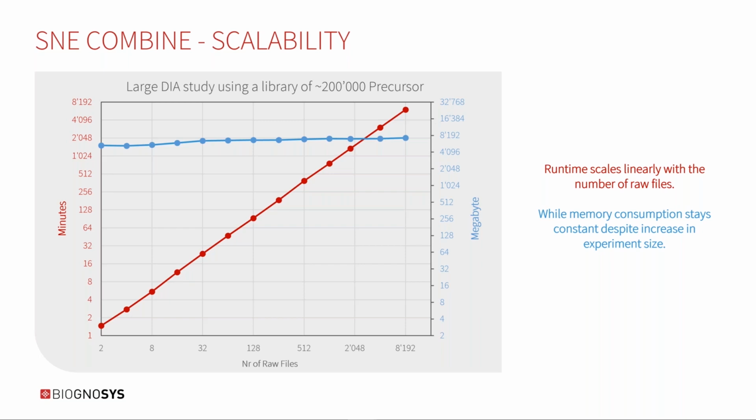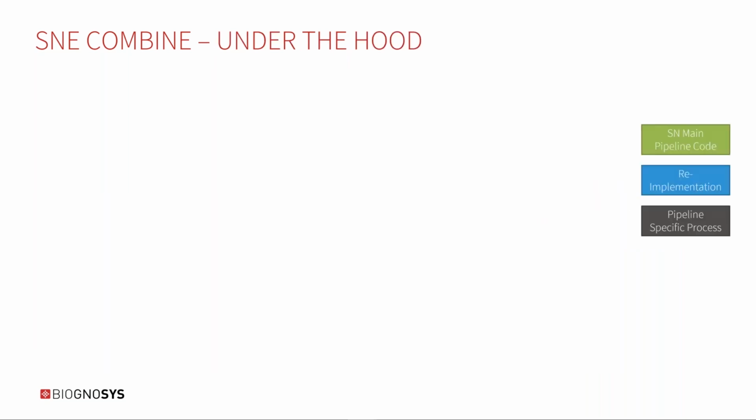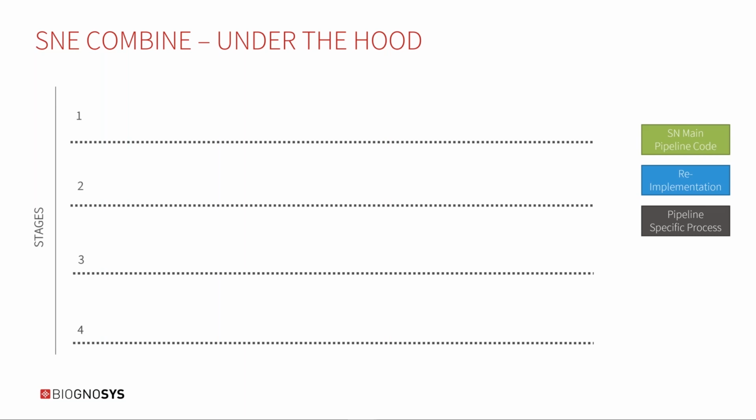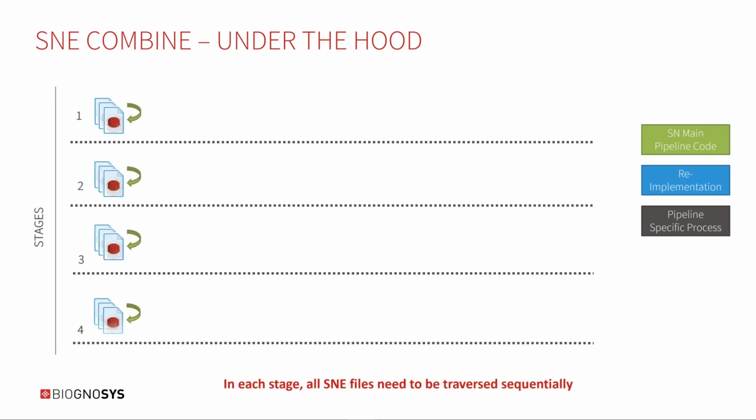So how do we do this now? For the SNE combine, I want to look a little bit under the hood. When we thought about how to develop this, as I said, we wanted to focus mainly on scalability, sacrificing speed, but scalability was the focus here. So we developed a pipeline that works in 4 different stages. In each of the stages, the pipeline essentially loops once through all of the SNE files. So if you have 8,000 individual SNE files, it would run 4 times 8,000 times through the SNE files.